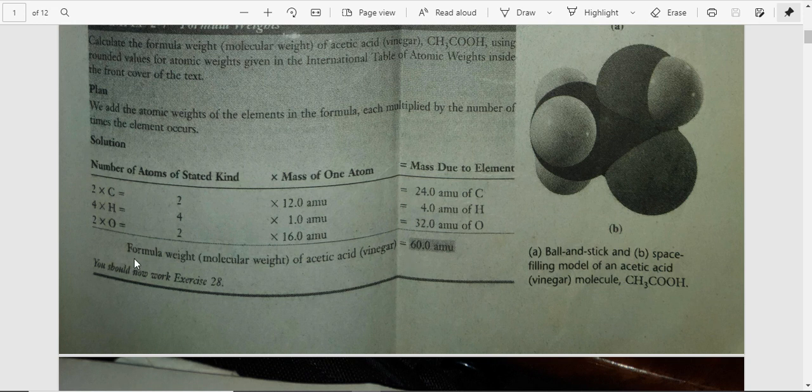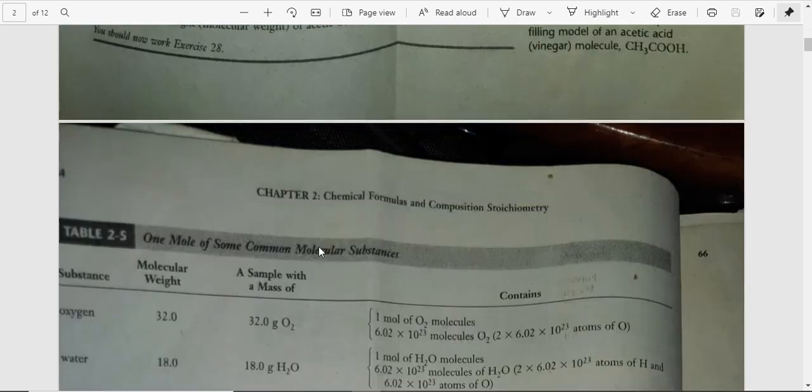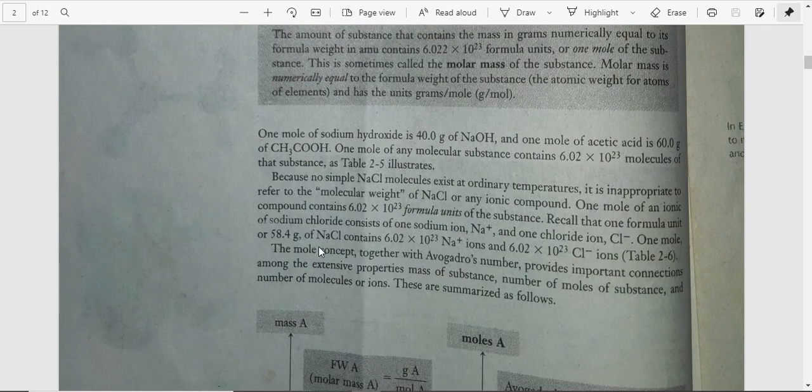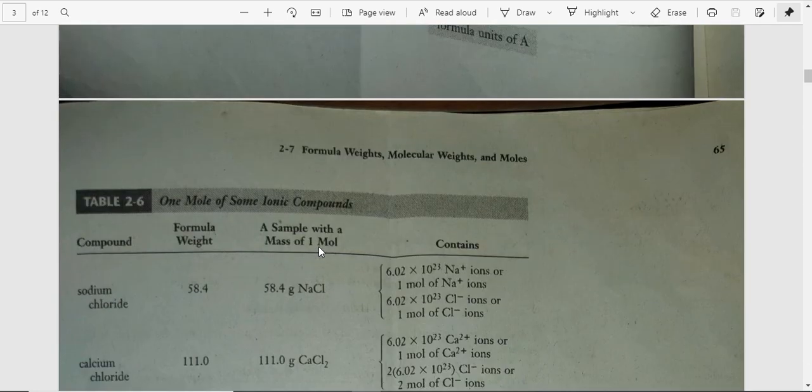The formula weight of your acetic acid or your vinegar. That means whatever your formula or compound formula is. Okay, this is only for AMU, the unit for your formula weight. Next, this is now moles. Okay, check the moles now.